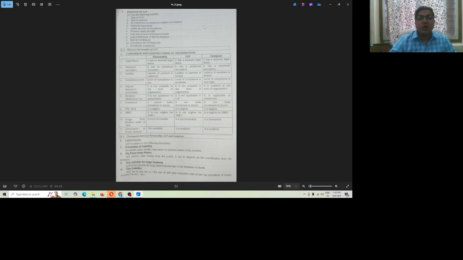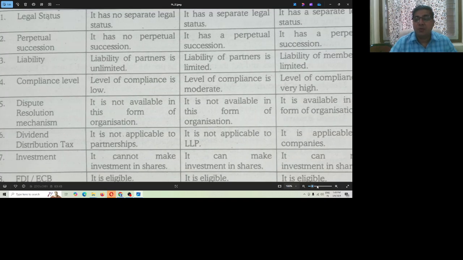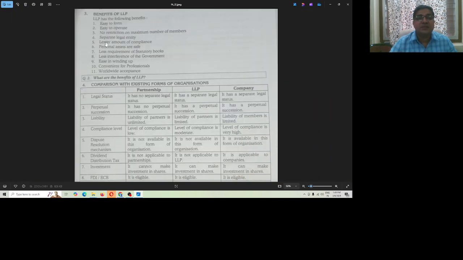Separate legal entity. Whenever we talk about the LLP organization, it has a separate entity. Separate entity means the status of the LLP is different and the partnership firm's status is different, both are different. Lesser compliances, because LLPs don't want to spend certain amounts; the compliance level is moderate.